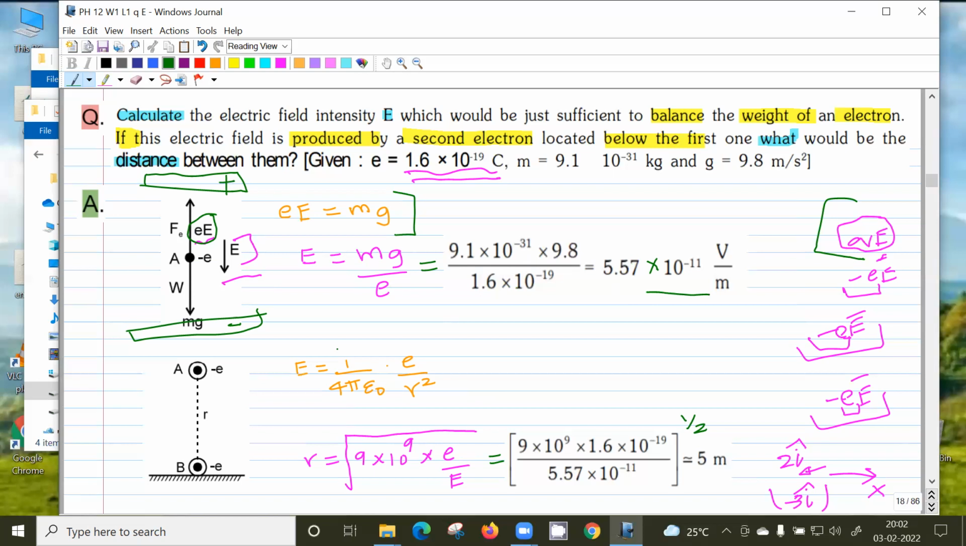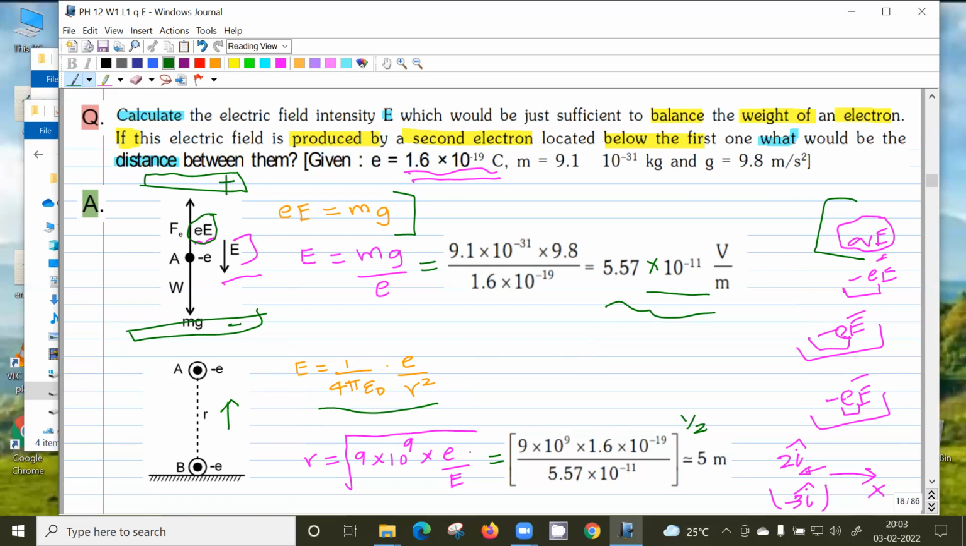Now I have to generate this electric field using another electron at the Earth's surface. If you have a negative electron here, it will create a repulsive force, and this repulsive force will balance the weight of the electron. Whatever the value of this electric field, I can generate it by this point charge. The electric field due to a point charge is 1/4πε0 times the charge divided by the distance squared. So this expression should match this value. Only then will this electron be able to create the electric field required to balance the other electron.